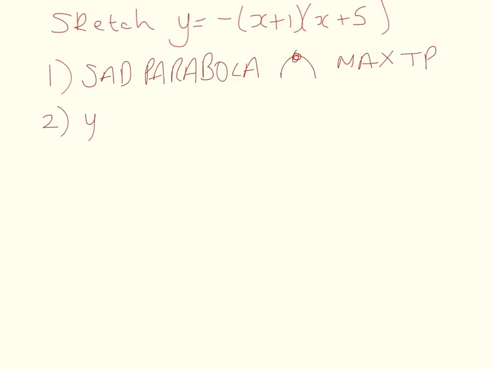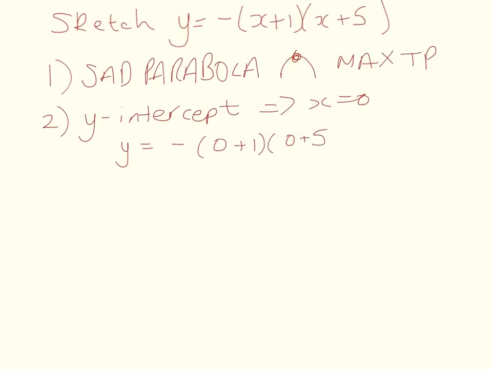Step 2, we need to find the y intercept. The y intercept occurs when x is equal to 0. So we're going to set x equal to 0 in our equation. So it's going to be negative (0 plus 1)(0 plus 5), negative 1 times 5. 1 times 5 is 5, but we've got this negative in front, so it's going to be negative 5. So my first coordinate is (0, -5). Okay, that's my first point of importance.